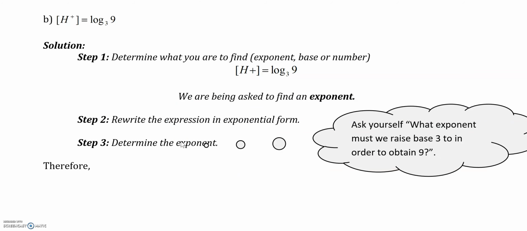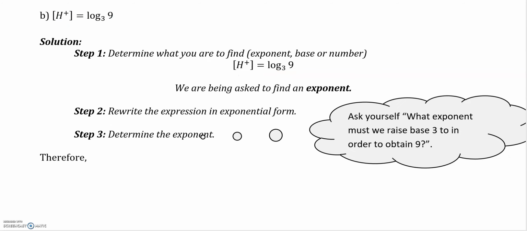In part B, we have h plus is equal to log of base 3 of 9. In the solution for step 1, we consider what we are asked to find. We're given an expression in logarithmic form, and we have the unknown as part of the exponent, so we're looking for the value of the exponent.